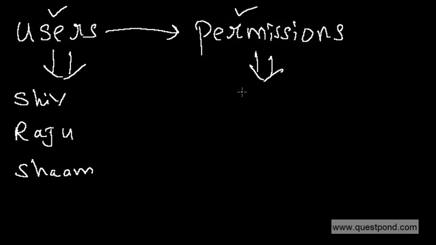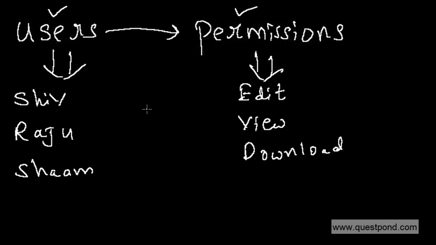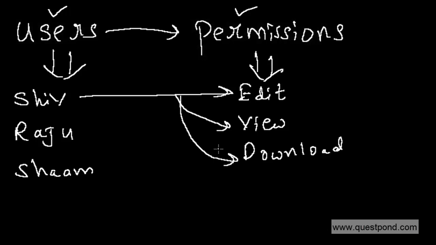For example, some of the users can have edit permissions, view only permissions, download permissions. Then you will say Shiv can do edit, he can also do a view, and if he wants, he can also do downloads. So we are allocating Shiv all three permissions. Then I will say Raju can only view the records. And Sham can only download the records.